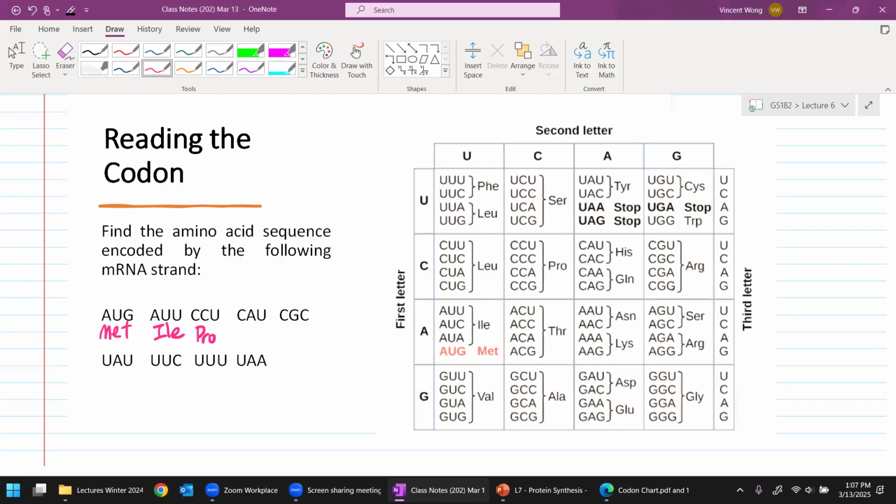When it says stop, you write stop. Oh, you're like on, that's the end. Yeah, that's the end of the protein.